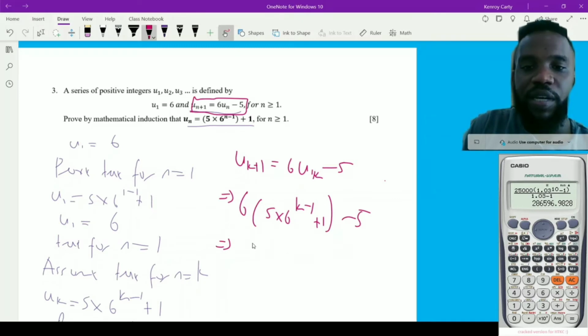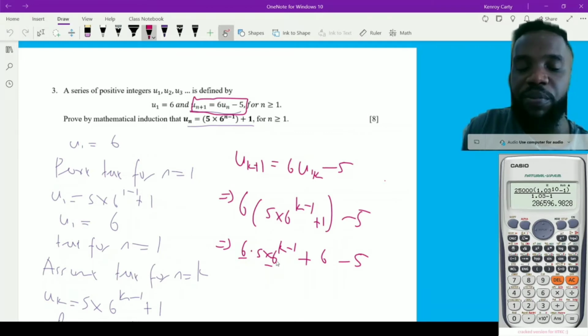Alright, let's map this out. Now you have 6 times this. Let me clear the bracket because I know sometimes persons tend to get confused with how they expand this. So it's going to be 6 times 5 times 6 to the k minus 1 plus 6 times 1 is 6. And then of course you have your minus 5. Now by laws of indices, we can regroup this, because multiplication is commutative. When you multiply two things with the same base, you add the powers. So I'm going to have 6 to the k minus 1 plus 1, and then rearrange it. Plus 6 minus 5 is 1, so plus 1.